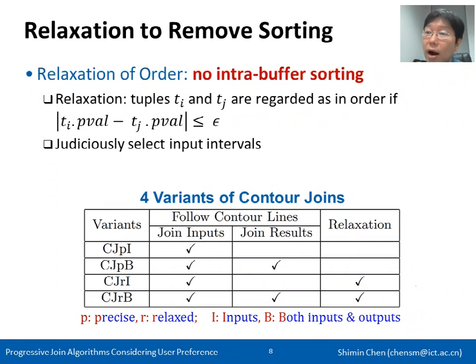Here P or R stand for precise or relaxed. I or B stand for input or both. And we have four variants of contour joins: CJPI, CJPB, CJRI, and CJRB.